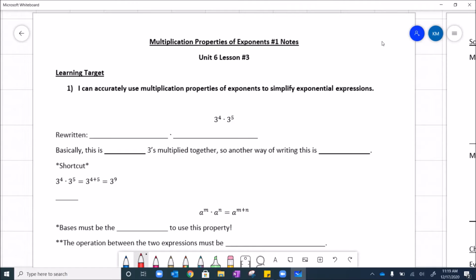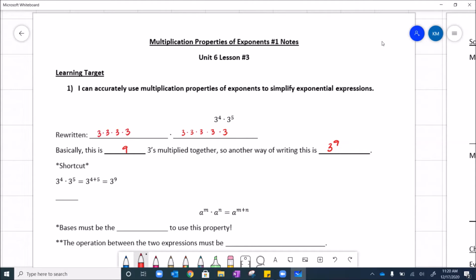We have 3 to the 4th times 3 to the 5th. Okay, 3 to the 4th power would be 3 times 3 times 3 times 3. 3 to the 5th power would be 3 times 3 times 3 times 3 times 3. Right? 4 threes, 5 threes here. So basically, this is 9 threes multiplied together. So another way of writing this, 3 to the 4th times 3 to the 5th, is 3 to the 9th power.